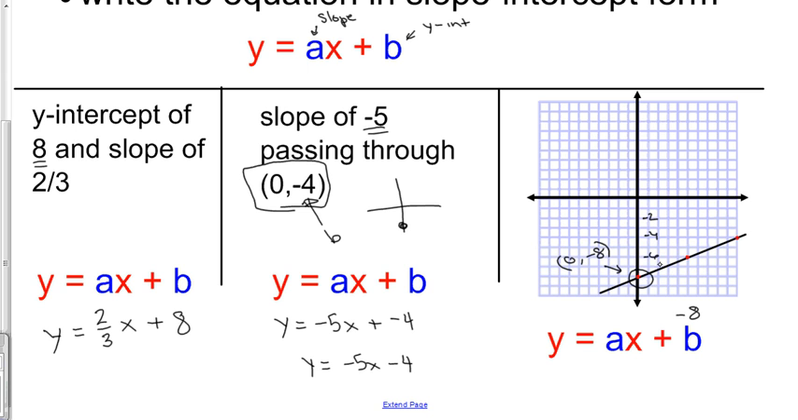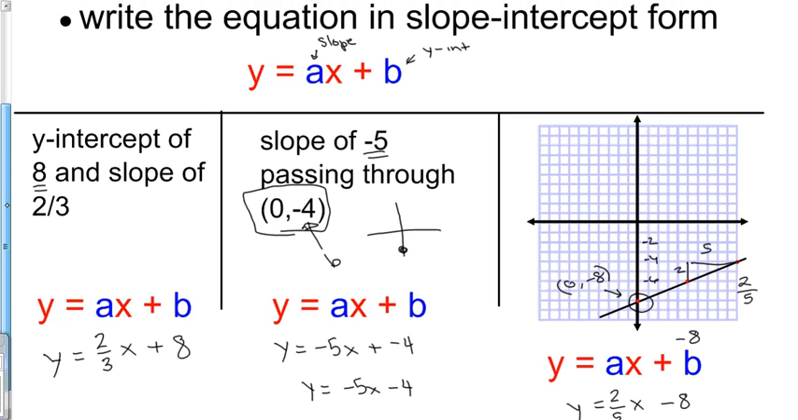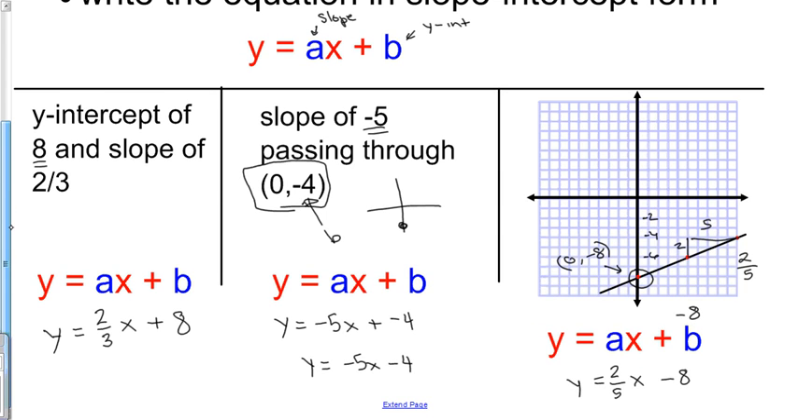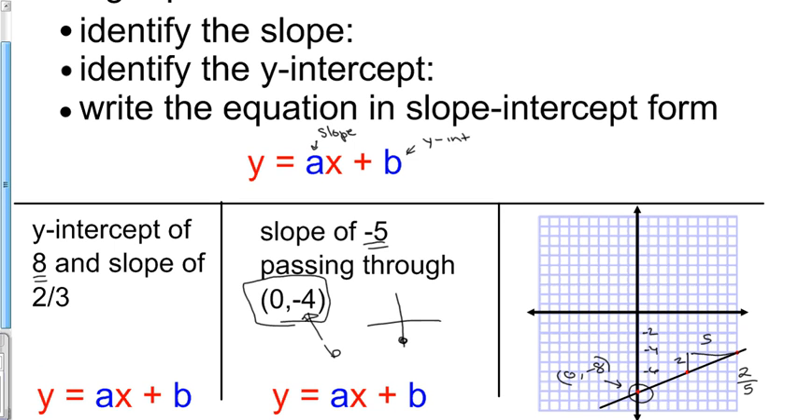And then the next piece is, what is my slope? It looks like I'm going up 2 every time I go over 5. I go up 2, I go over 5. And so my slope here, rise over run, is 2 over 5. So my equation is y equals 2/5 x minus 8. Don't forget the y equals or you don't have an equation. And that's how easy it is to write the equation of a line. All you need is the slope and the y-intercept.